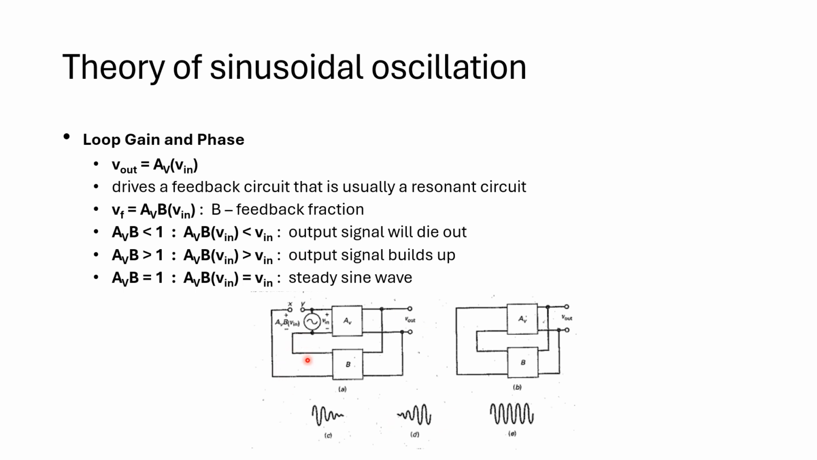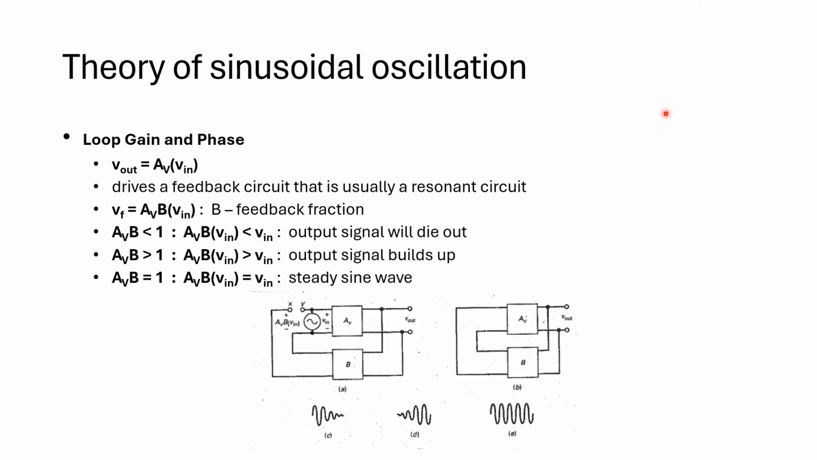So what are we going to do next? We can connect point X here to point Y, and we can now remove your V in here. Remove your voltage source. That means your VF, which is equal to AVB multiplied by V in, will be the one now driving the input of the amplifier. So take note of the removal of the necessity of having an input AC signal. Okay, so VF drives the input of the amplifier.